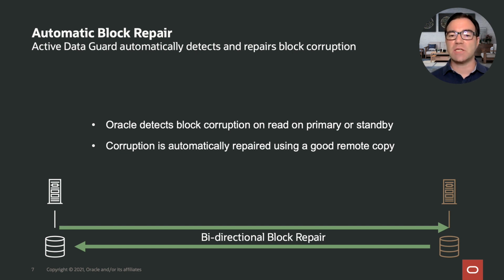Now, if your application is failure aware and would simply retry on such failures, what DataGuard would do in the background is get a good copy of the corrupted block from a remote destination. In other words, if your primary was the one on which the corrupted block was read, DataGuard will get a good copy from the standby, and if the corrupted block was read on the standby, it will get the good copy from the primary. We call this bidirectional block repair. And this feature allows your application not even to really notice that a block corruption was detected because it's automatically repaired in the background.